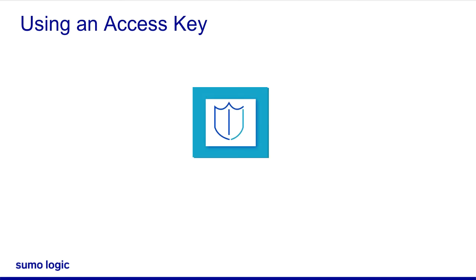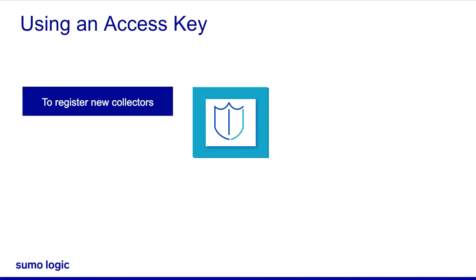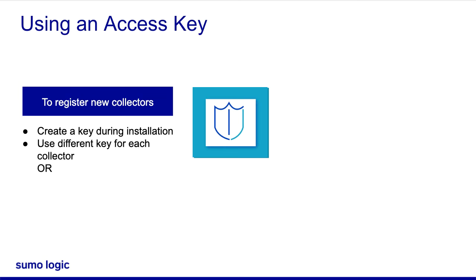In Sumo Logic, you use an access key to register new collectors. You can either use a different access key for each collector or the same access key for multiple collectors. The only time a collector uses the access key is when it registers with the Sumo service, which typically occurs at the time of installation. If a key is deleted after a collector has been set up, the collector is not affected.